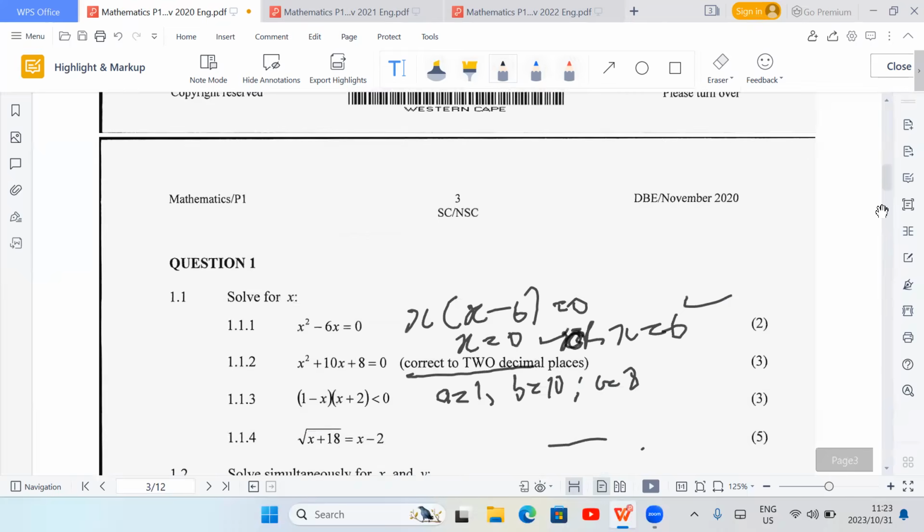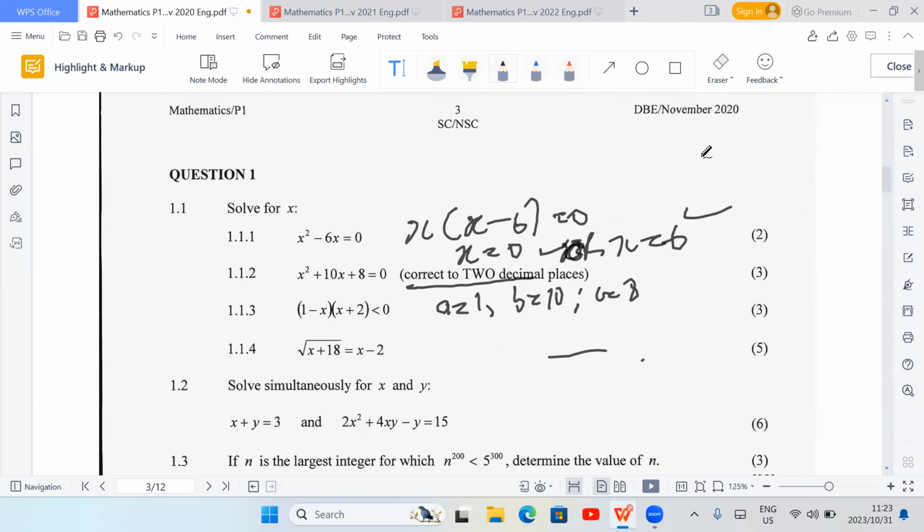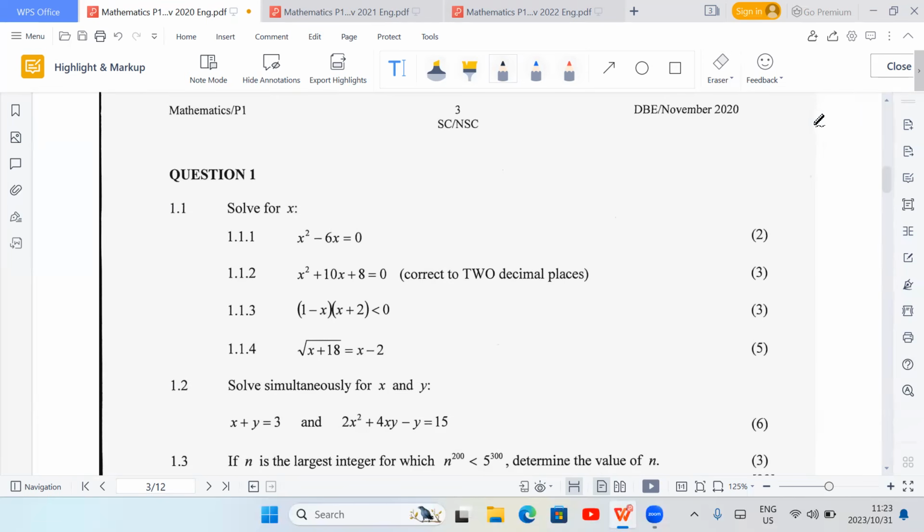And then let's continue. 1.1.3, we know that it's going to be on inequalities. For inequalities, you'd solve this one the same way as you do with solve for X, just equating each bracket to 0 here. But you shouldn't do it like this: 1 minus x is equal to 0, because remember the sign. So you'd do it by the side and then just give us the answers.